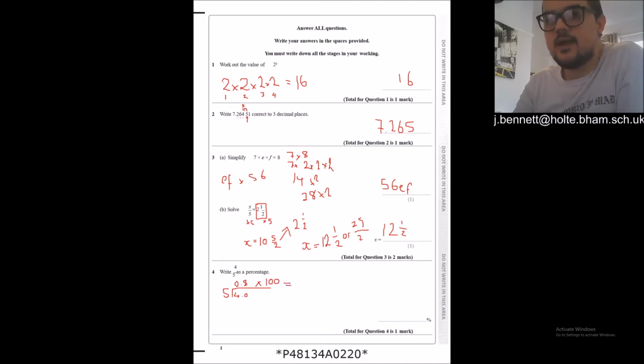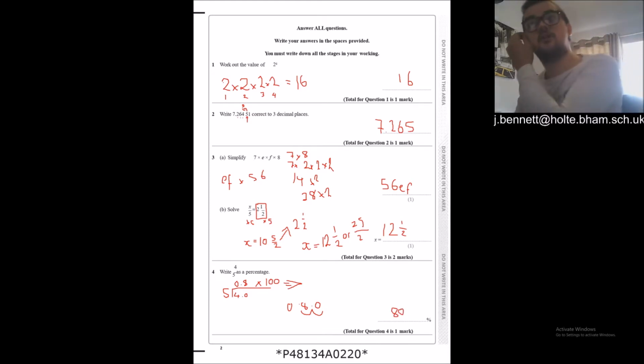0.8. So we move the decimal place that way once, and it becomes 8, and that way once, and it becomes 80. 80% is our answer. And this is page 1 finished.